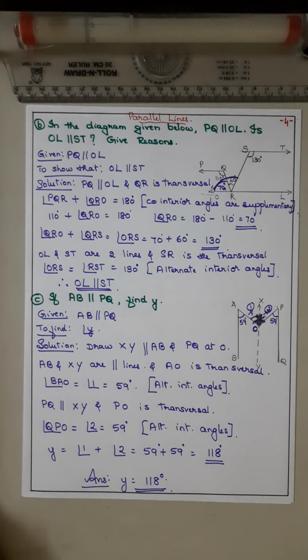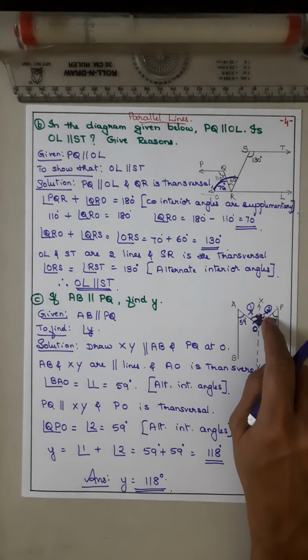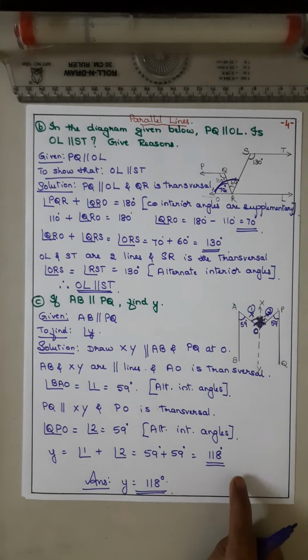So the figure was M. To find out this angle Y of M, we need to draw a parallel line in the middle. Then Y is divided into 2 angles. So find those 2 angles by alternate interior angles and then add both.